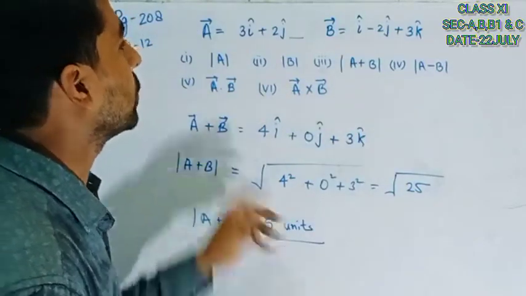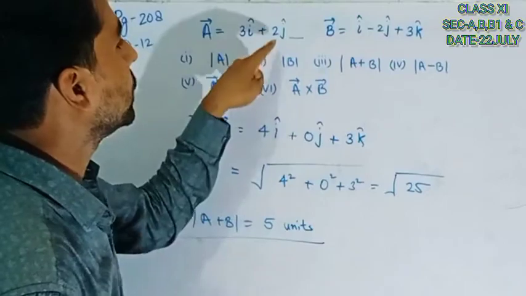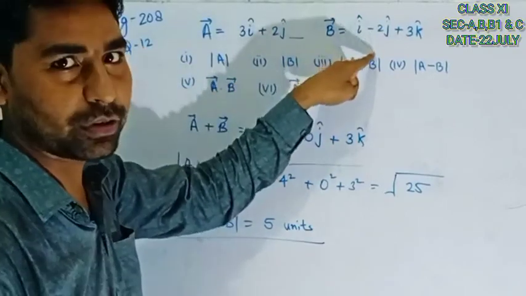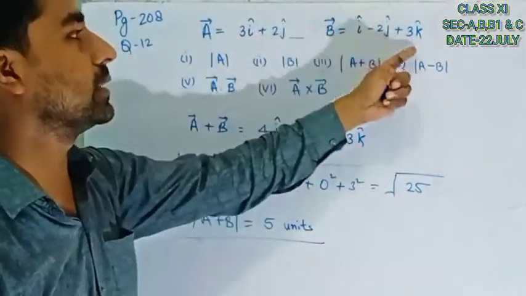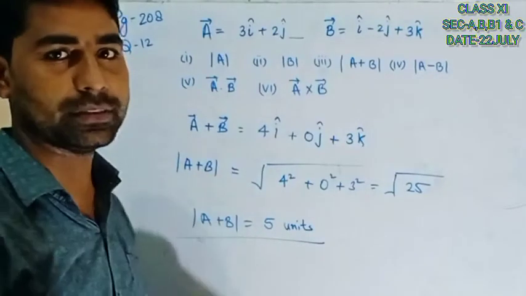In the same way, if I am able to do A plus B, you can find A minus B. First, what do you have to do? 3 minus 1, 2. 2 minus minus 2, and minus already plus, 4. And nothing minus 3, so minus 3. That will be the answer.